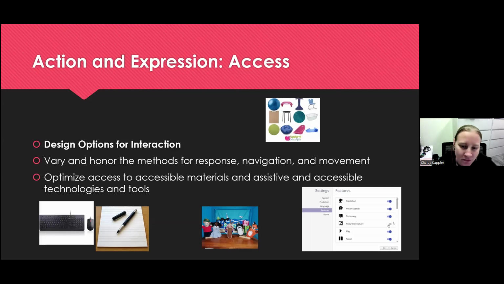So this kind of does intertwine back with engagement. And you'll see that a lot of these principles do kind of weave together and work together. And then also optimizing access to accessible materials and assistive and accessible technologies and tools. So providing access maybe to a computer and a mouse or pen and paper, but also considering that those may not be the best way for students to show what they know. Maybe putting together a puppet show is going to be better for a student to display what they know.